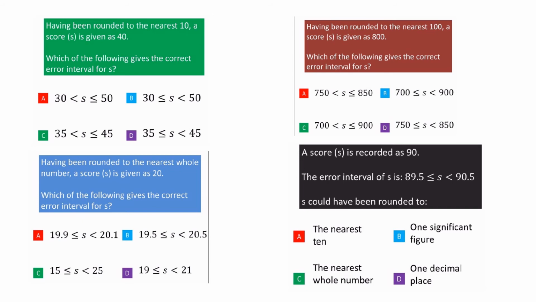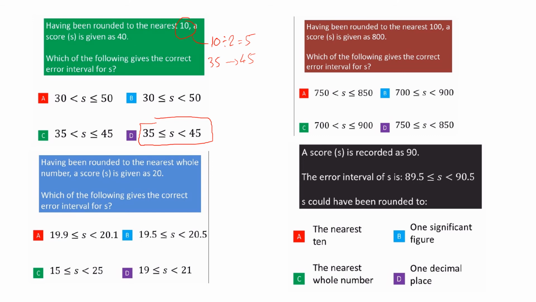Okay, let's assume you've unpaused at that point. So we've rounded to the nearest 10 here. 10 divided by 2 was 5. That means our error interval needs to go 35 to 45, and it needs to look like this with the less than or equal to symbol first.